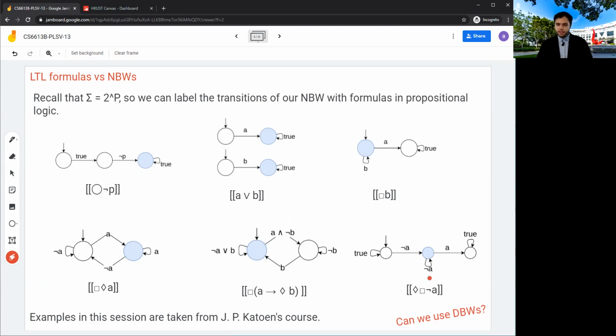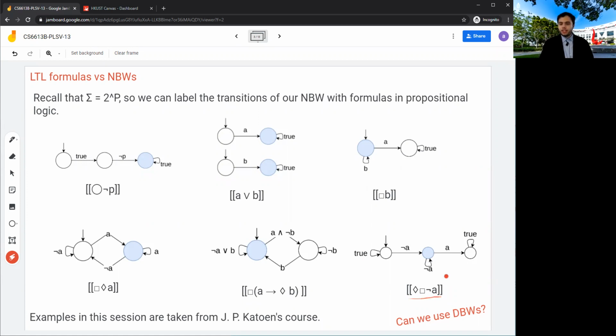Okay, so here's the thing. Just take this formula. We know that it has an equivalent non-deterministic Büchi automaton. Does it have an equivalent deterministic Büchi automaton? So what does this formula say? Eventually, always not A. It just says that we have finitely many A's, right? Because eventually we get to a point from which we will never see A anymore. So we have finitely many A's.